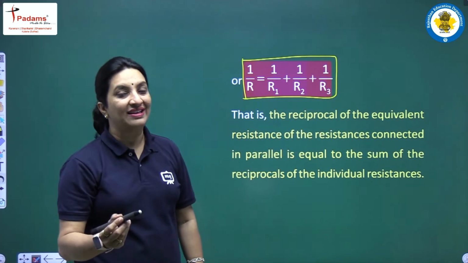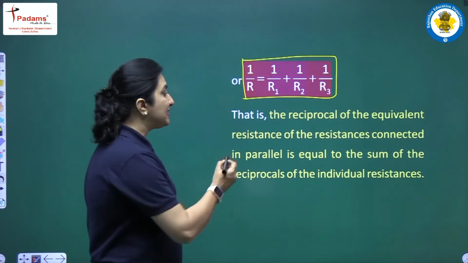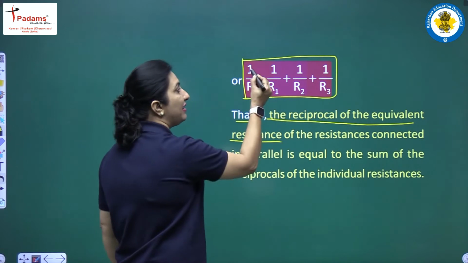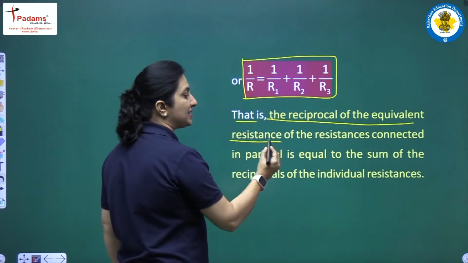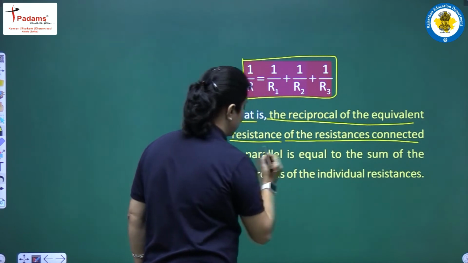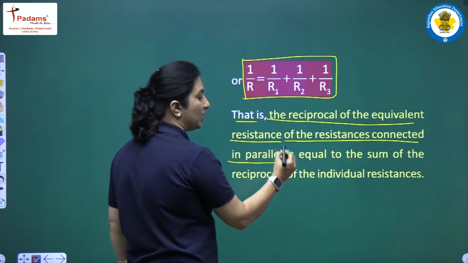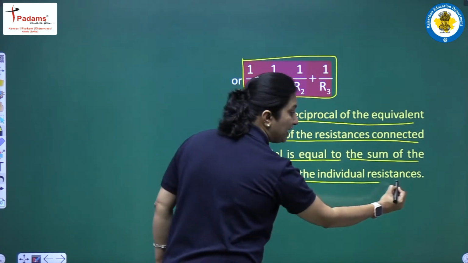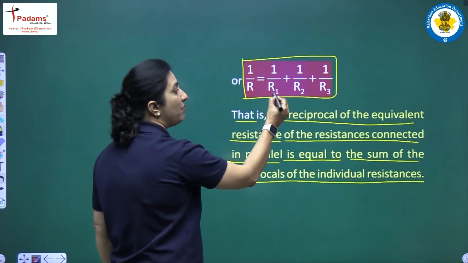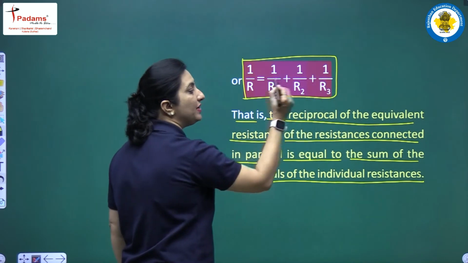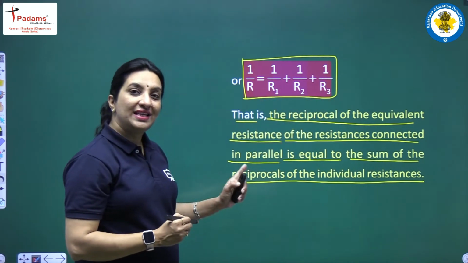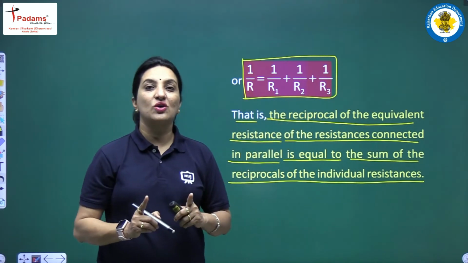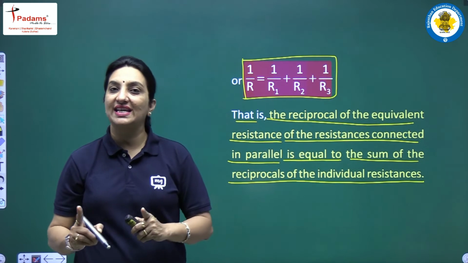So in words, what we can write is that the reciprocal of the equivalent resistance of the resistances connected in parallel is equal to the sum of the reciprocals of the individual resistances. So this equation gives us the equivalent resistance of three resistors connected in parallel.